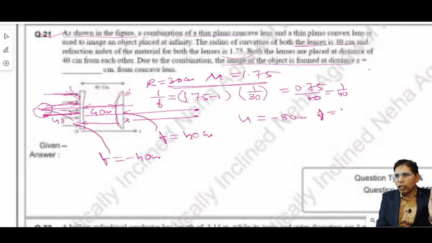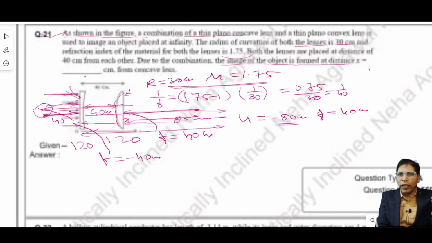Focal length is 40 centimeter. So look at this, the object is at a distance of 2f from the lens, so the image is also at 2f. Therefore, the final image is formed at a distance of 80 centimeter from the convex lens. So the distance of this image from this lens is 80 plus 40, so this is 120. Therefore, the option is 120. So this is 120 centimeter from the concave lens.